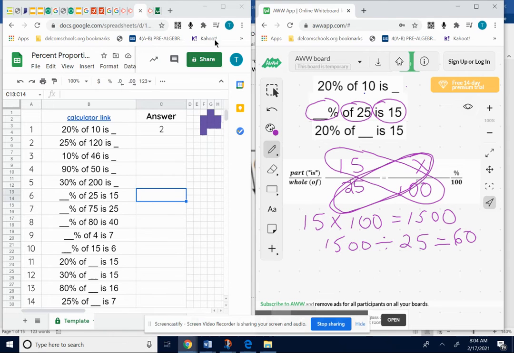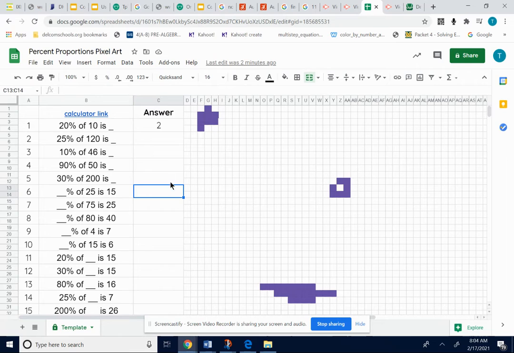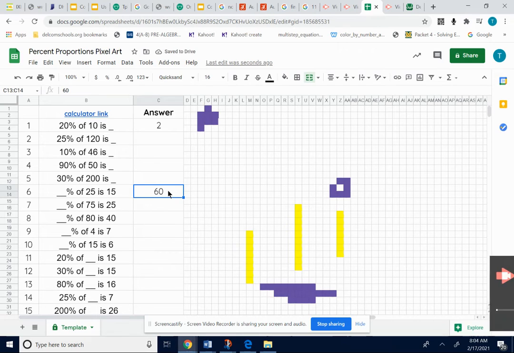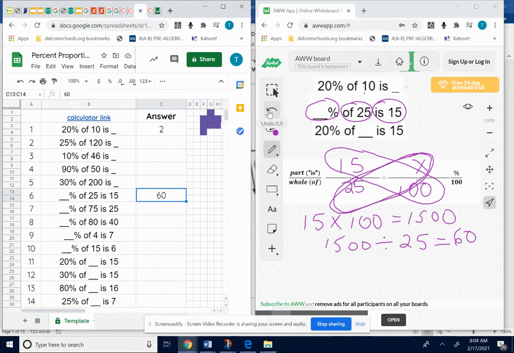I'm going to blow it up. I'm going to type in 60. I don't think you have to put the percent sign, but let's see. Yeah, don't put the percent sign in. Just type in 60, push enter, and you get another part of the picture. So you're doing these all the same way. You're just typing in the answer using is over of equals percent over 100, part over whole equals percent over 100. But I'll do one more in case you need to see the third type.